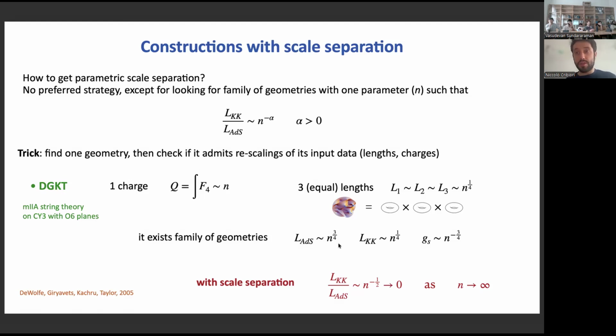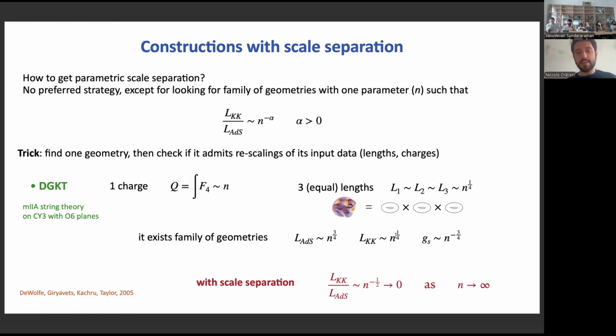And you can check that on the solution, this size will grow with some power of n. And you can check this also, which is the power of n under which all the other quantities are growing, or all the other length scales are growing.